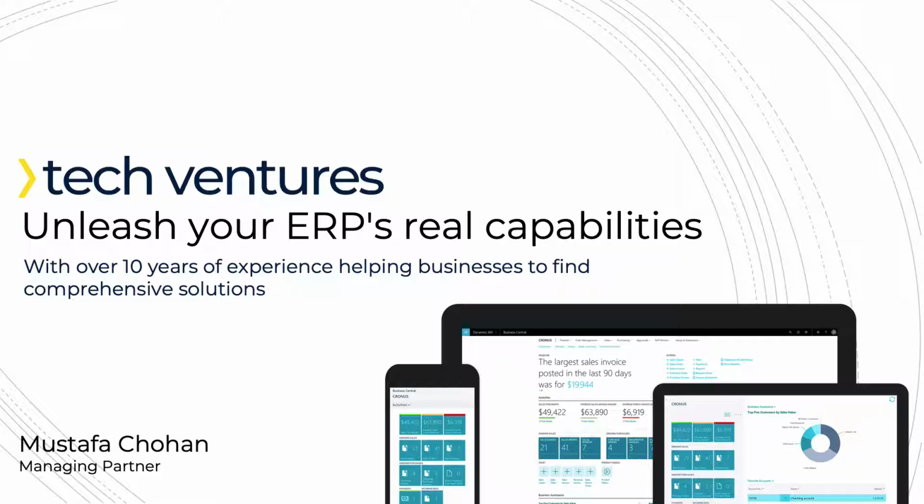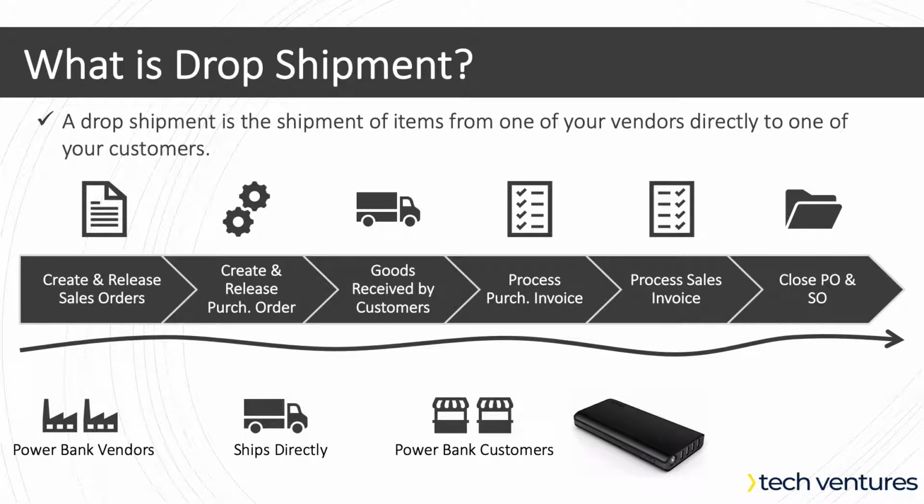Today we're going to discuss how the process for drop shipments works in Business Central. So I have a very small presentation and we're going to look at our example for the power bank.